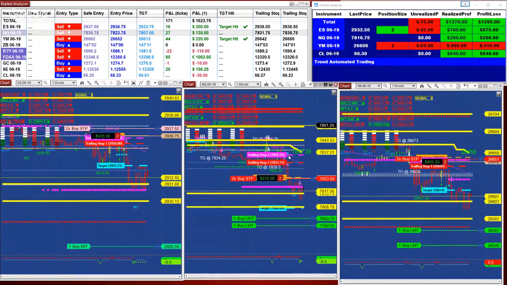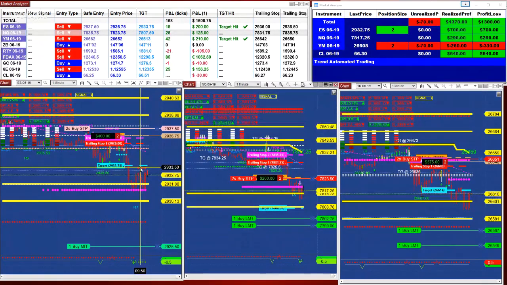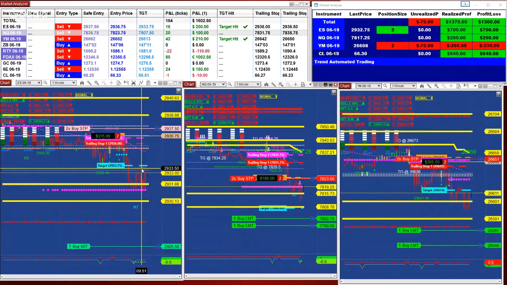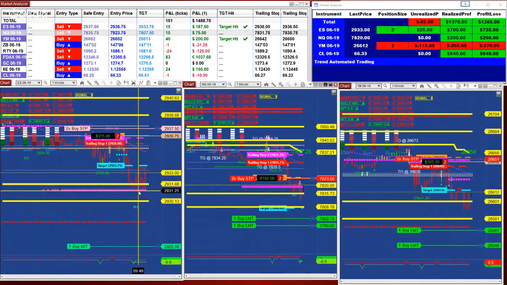There is a pullback, and on the ES we have a projection at 29.3350. So right now the ES has gotten caught between the 29.3350 and the support line. Those are your fib zone.